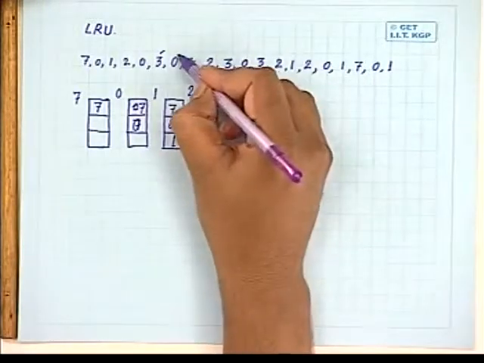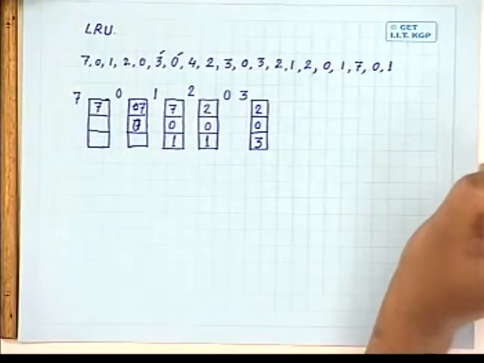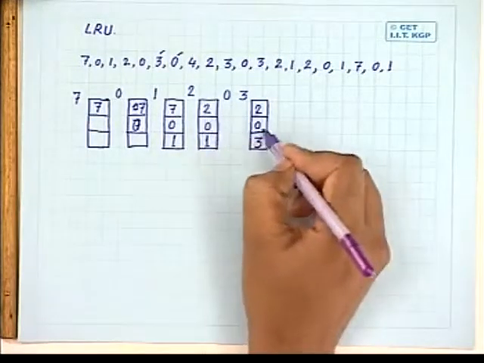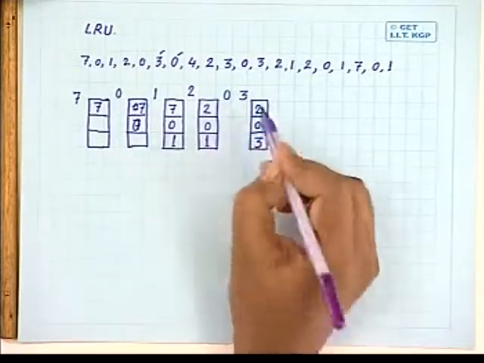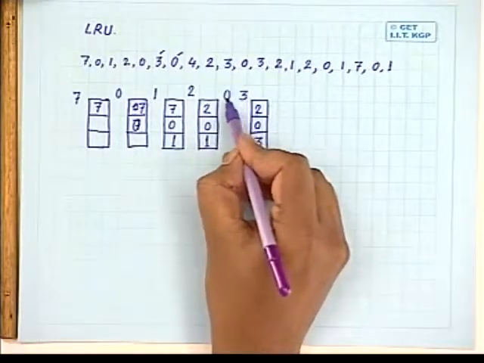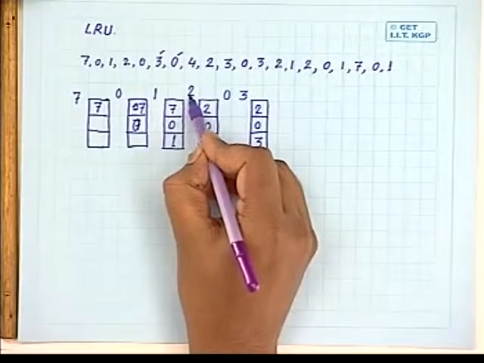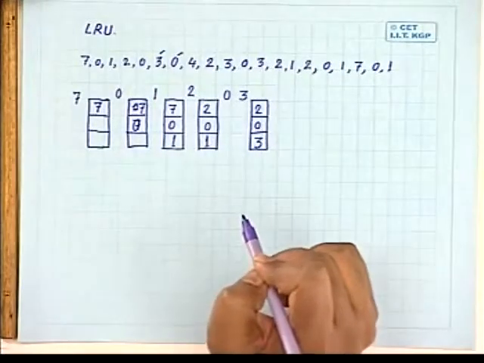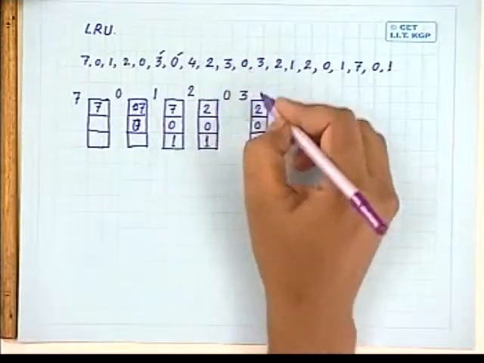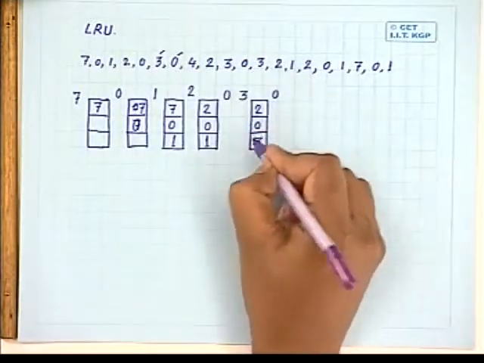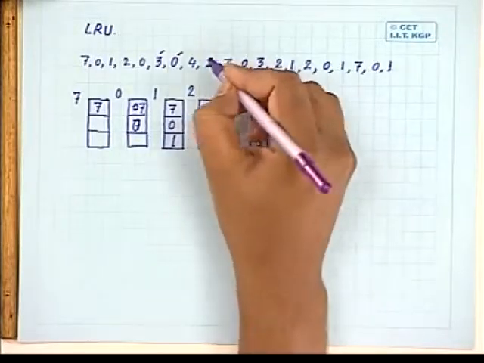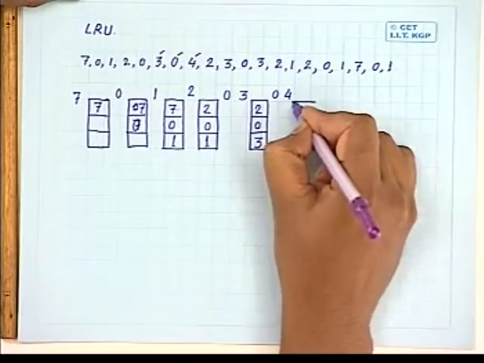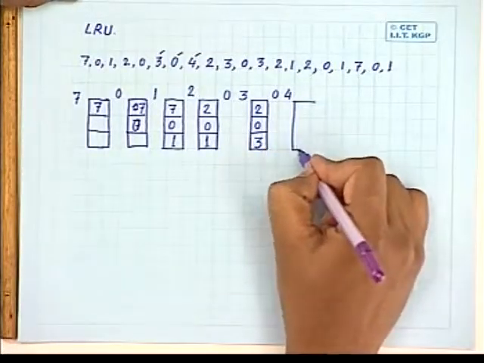Okay. Next time when 0 is referred, it is the most recently used. The least recently used out of these 3 pages is which one? 0 is most recent, 2 was referred before that, and the least recently used is page number 1. So we'll replace page number 1 by page number 3. Next time again 0 is referred, so it is existing in the main memory, there is no page fault. Next time 4 is referred, again there is a page fault, and I have to find out the page which is least recently used.